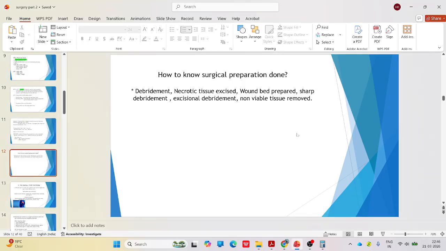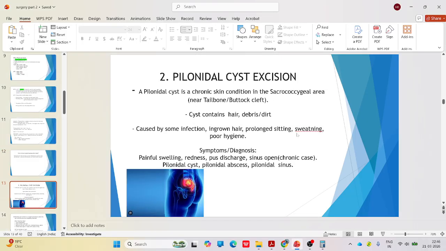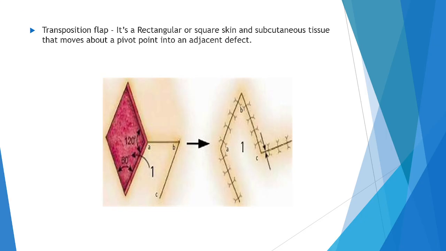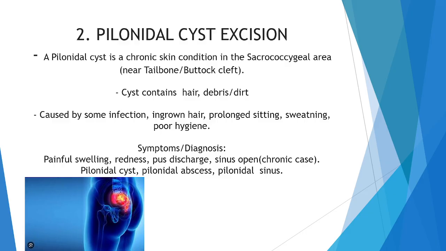Okay. Now coming to the next, the second topic, pilonidal cyst excision. So what is a pilonidal cyst? Where is it present? It is present near the tailbone. It is basically a chronic condition. A cyst happens near the tailbone or the buttock side, a cyst which contains dirt and hair. It is caused by poor hygiene, infection, or sweating.